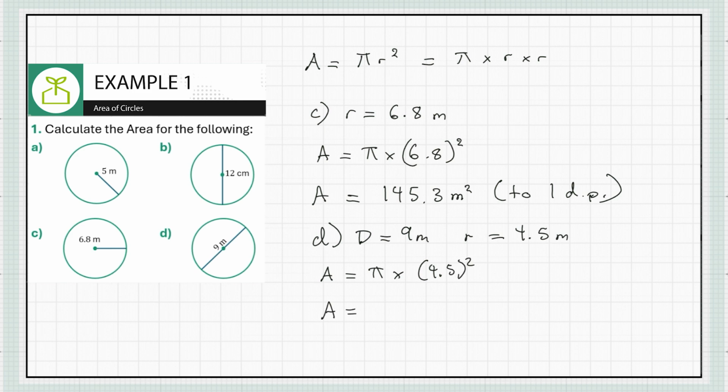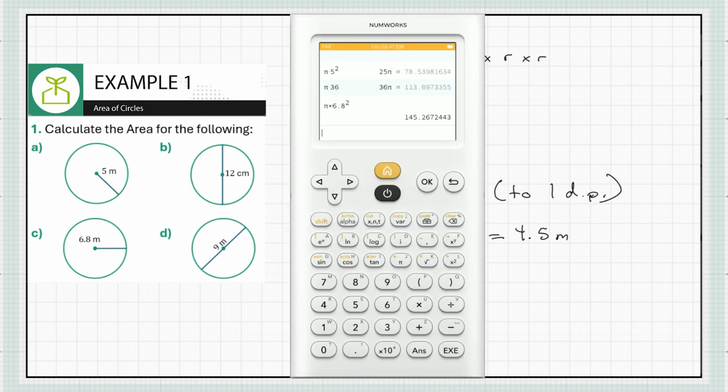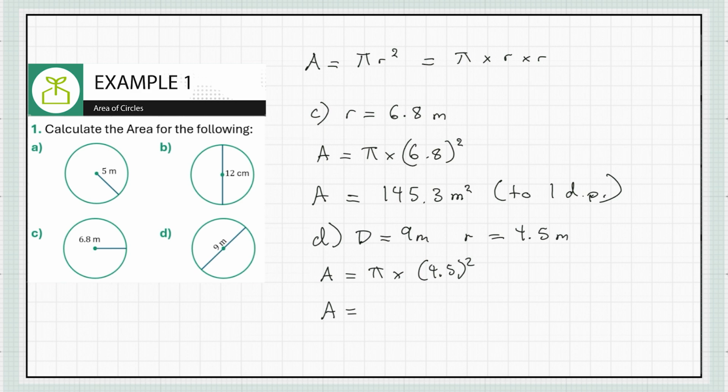So we just need to do pi times 4.5 squared. Pi multiplied by 4.5 squared, hit execute, we get 63.6. And that's meters squared.